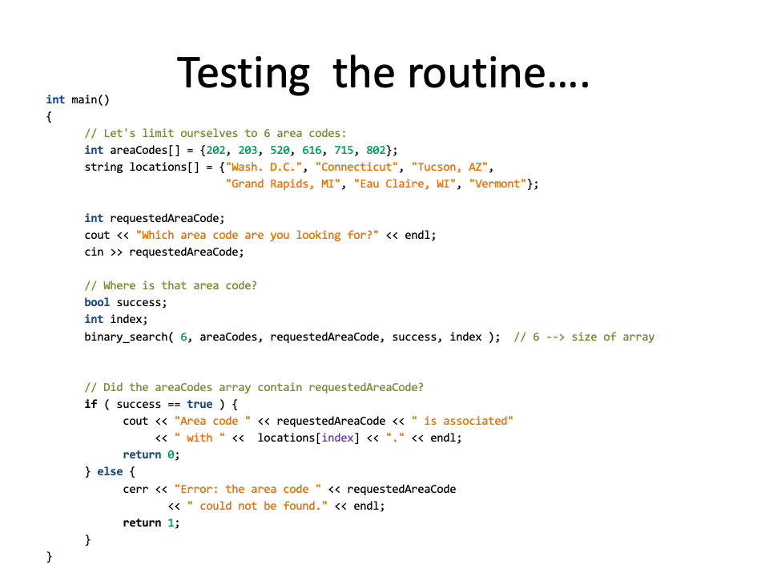So if success equals true, then output what the area code was and what it's associated with. We know that it was at index, so locations bracket index will be the string corresponding to that area code. If success equals false, in other words, else, if success wasn't true, then just tell the user, oh, it couldn't be found, and exit. So that's the test for this routine.